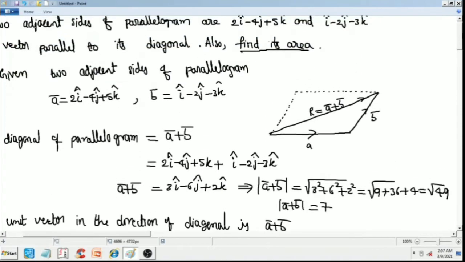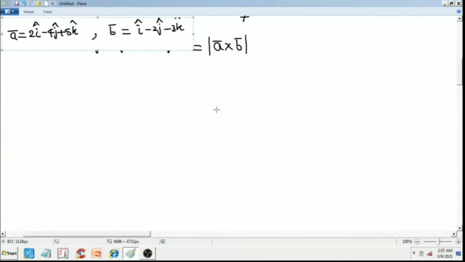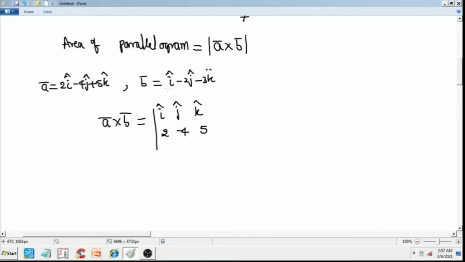So we have here A vector and B vector. Copy and paste them. Now A cross B we need to do. A cross B is equal to, first, i, j, k. Now the i coefficient, j coefficient, k coefficient: 2, minus 4, 5, and this is 1, minus 2, minus 3.